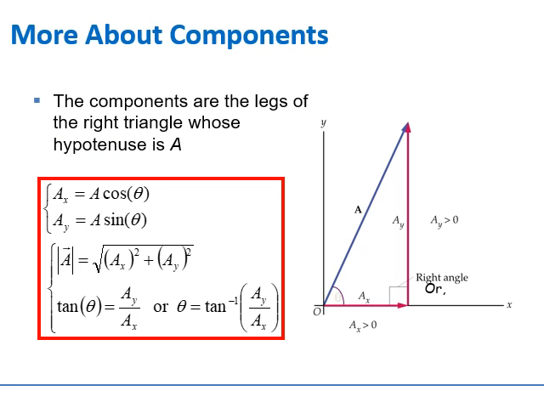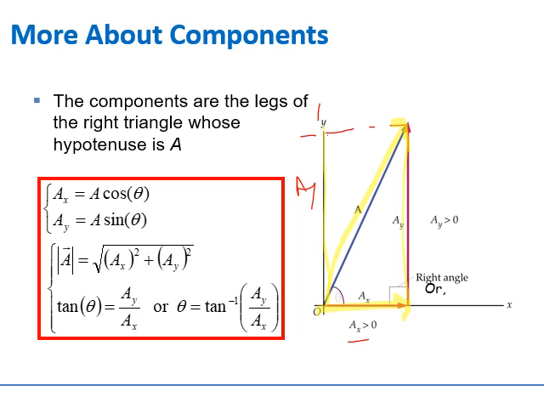The components are the legs of the right angle triangle whose hypotenuse is this A. So this was the case in the previous slide. Here you were having A of y, here you are having A of x. So this whole thing, A of y, is basically equal to this. So you can take a triangle like this also. So this is your A of y, this is your A of x, and this is your total A vector.